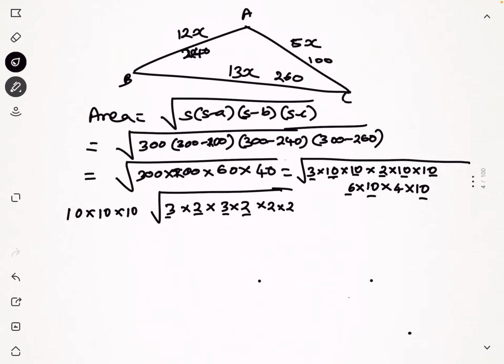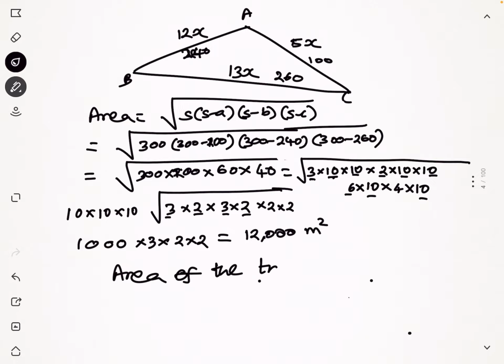So which will be 1000. Out of 4 2's I can take 2 2's outside, and 2 3's I can take. So that will be 1000 into 3 into 4, which is 12,000 meter square. So the area of the triangle is 12,000 meter square. I hope this is very clear.